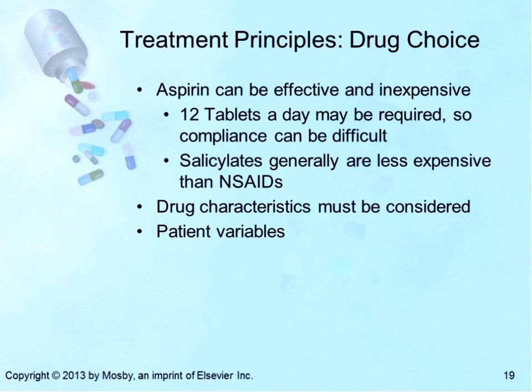Aspirin can be effective and inexpensive. Up to 12 tablets a day are required, so compliance may be difficult. Salicylates are generally less expensive than the nonsteroidals. Because aspirin almost always causes GI distress or ulceration, its use is significantly limited.